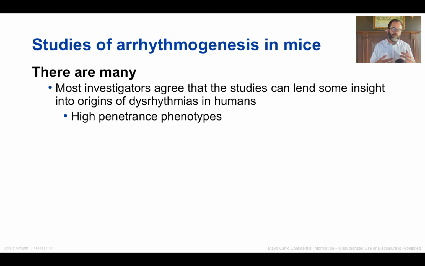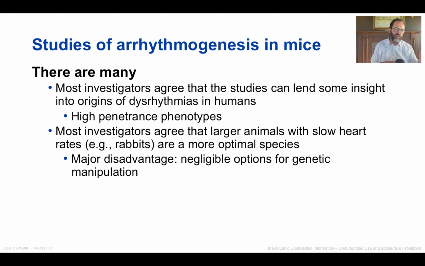In terms of utility, there are many similarities between humans and mice, but some of the studies in arrhythmogenesis in mice have really been frustrating. I think most investigators would agree that these studies can lend some insight into the origins of dysrhythmias in mice with really highly penetrant phenotypes. But most investigators would also agree that animals with a slower heart rate, such as rabbits and oftentimes dogs, are more optimal species. That's just because the calcium dynamics are so much more similar in those species with slower heart rates as compared to mice and really rodents in general.